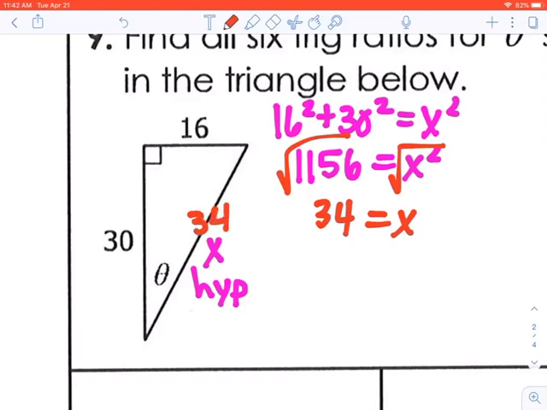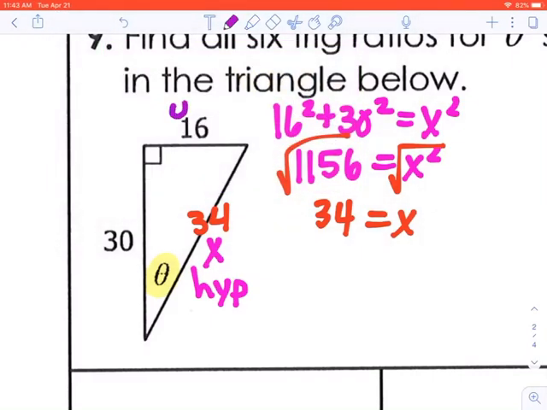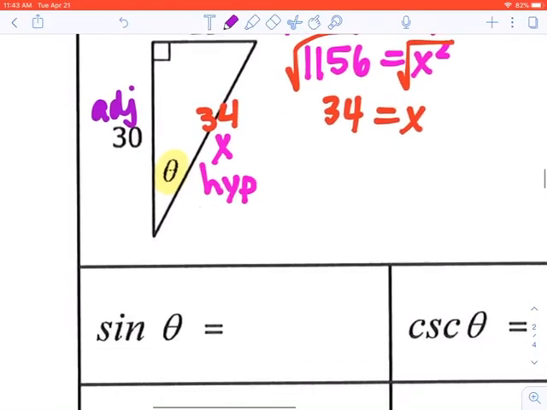Now we're ready to find our trig functions. Our angle that we were going to be looking from is this angle theta. And so from that angle theta, the 16 is going to be opposite. The 30 will be adjacent, and then we see the 34 is our hypotenuse that we already found. So those are the opposite, the adjacent, the hypotenuse. We're going to use our trig definitions and we'll find the missing pieces.